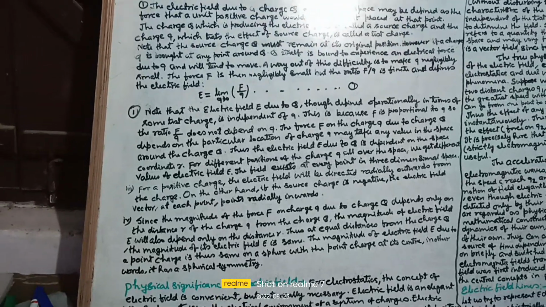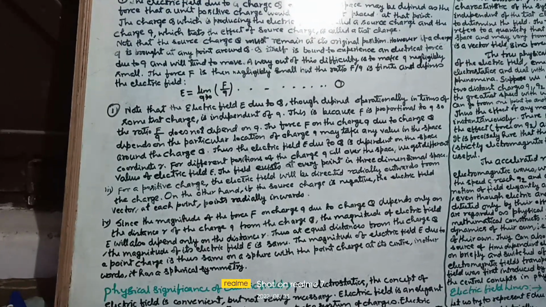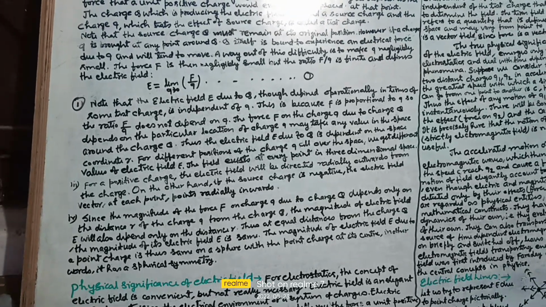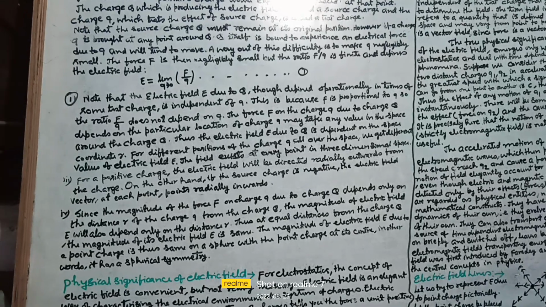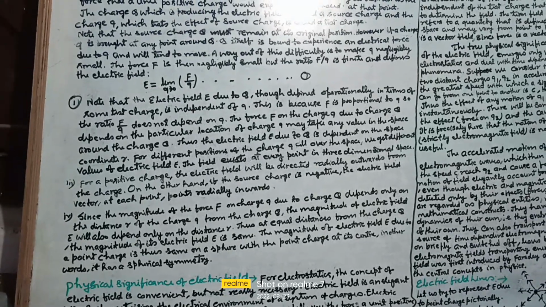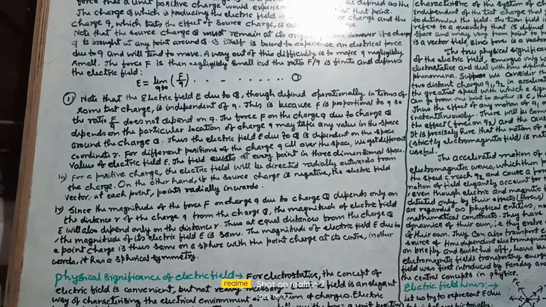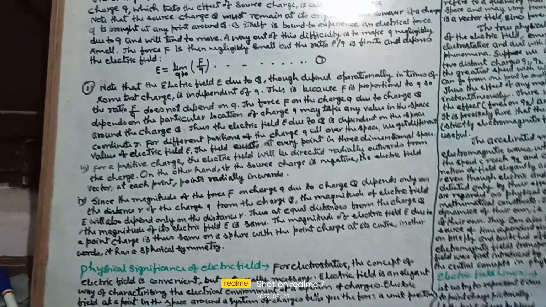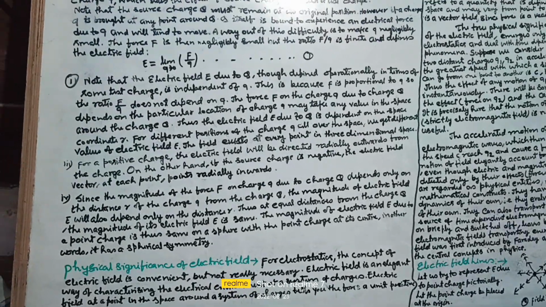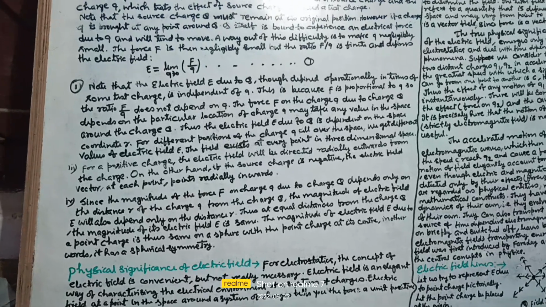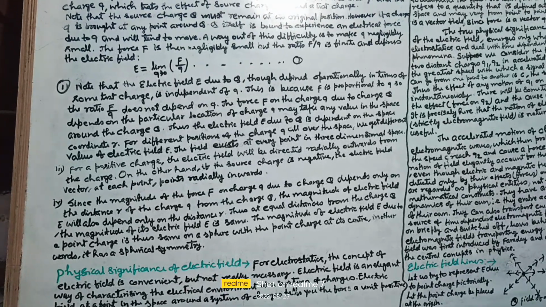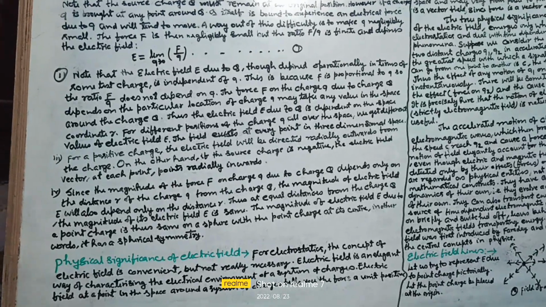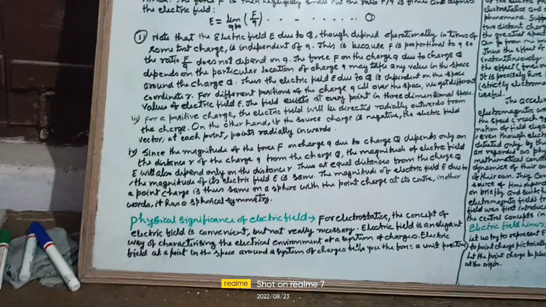Fourth, since the magnitude of the force F on charge q due to charge Q depends only on the distance r of the charge q from the charge Q, the magnitude of electric field E will also depend only on the distance r. Thus, at equal distances from the charge Q, the magnitude of its electric field E is the same. The magnitude of electric field E due to a point charge is the same on a sphere with the point charge at its center. In other words, it has a spherical symmetry.